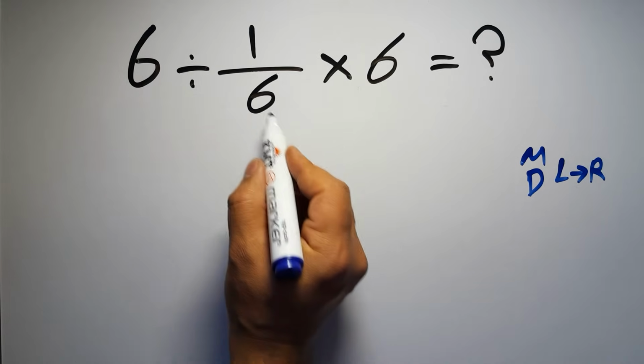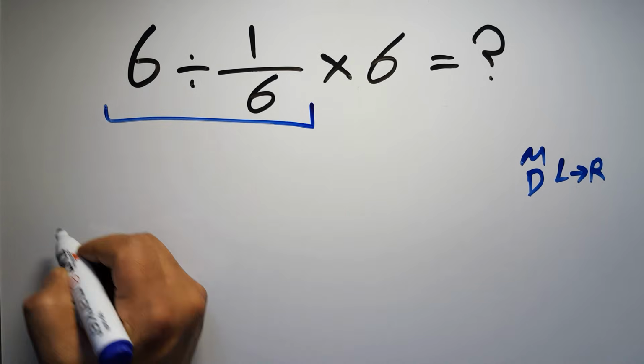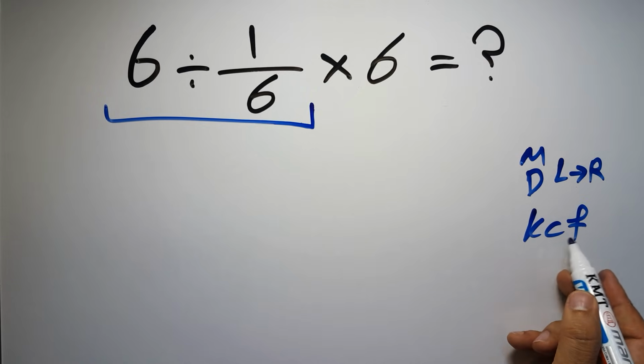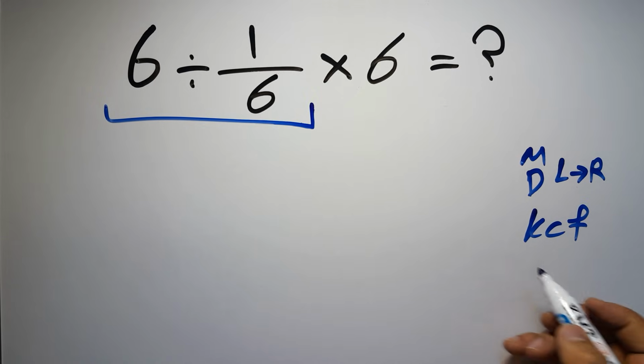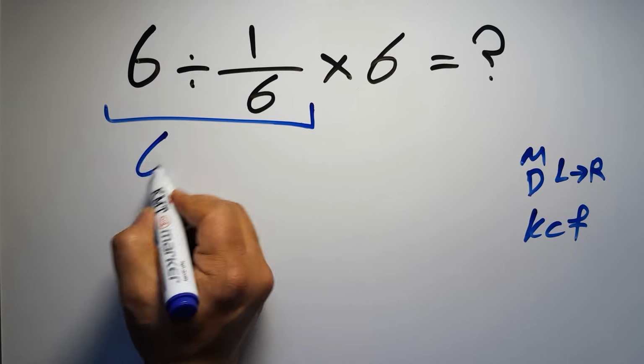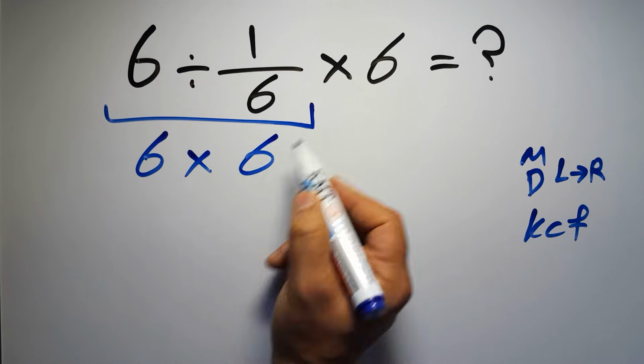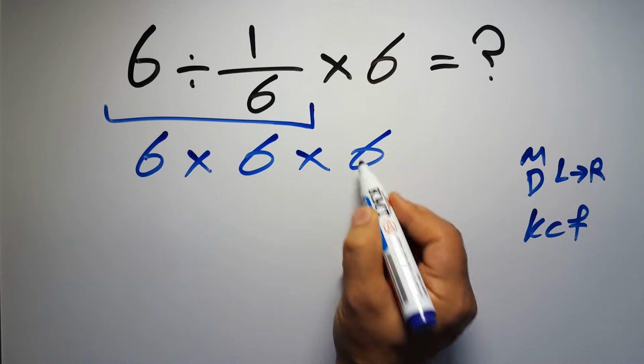6 divided by 1 over 6. According to the KCF rule, K stands for keep, C stands for change, and F stands for flip. We can write to keep the first fraction, change division to multiplication, and flip the second fraction. And here we have times 6.